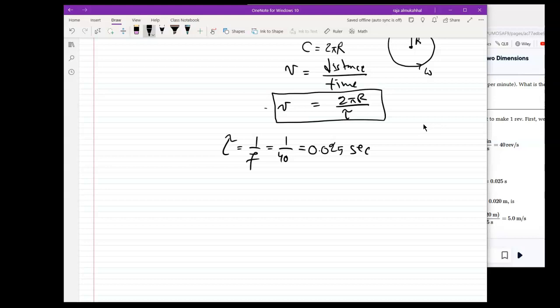And so I can just plug all of that in there. So I have V equals 2 pi times the radius, which is 0.02 if you remember, divided by 0.025. And technically, we should get the same answer. So let's do that: 0.02 times 6.28 divided by 0.025. And the answer is 5 as well.